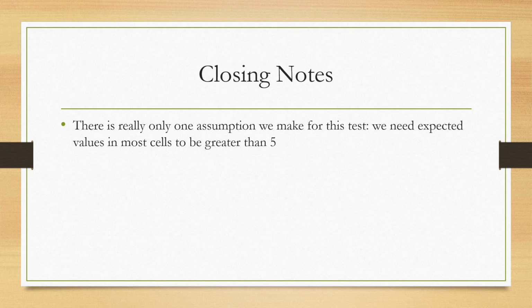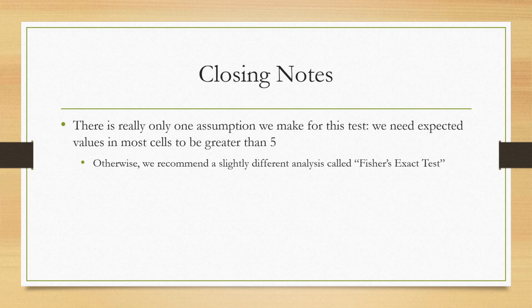That's fine. But think about having the expected values in most cells. We say about 80% of the cells should have expected values greater than or equal to 5. And so if you're there, you're good to use the stuff we talked about in this class. If the values are less than 5, it tends to be recommended to use a slightly different analysis that accomplishes the exact same thing called a Fisher's exact test.